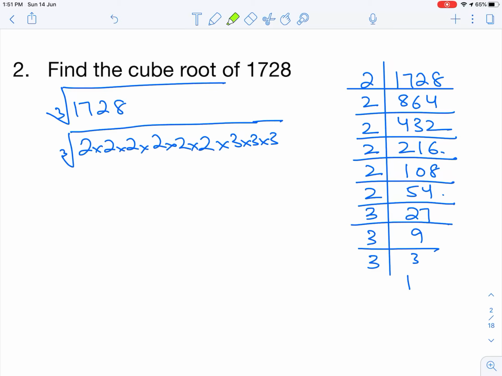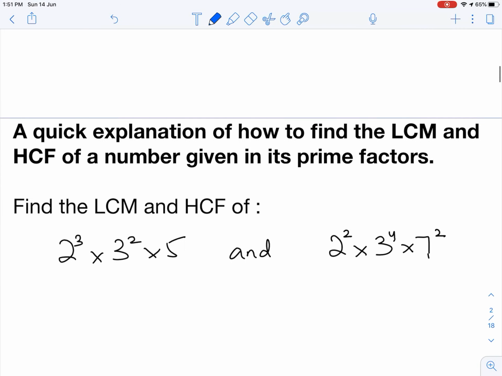We'll make pairs, I should use the word group here. We'll make groups of 3 identical numbers. One number from each group now comes out: 2 into 2 into 3, which is 12. So the cube root of 1728 is 12.